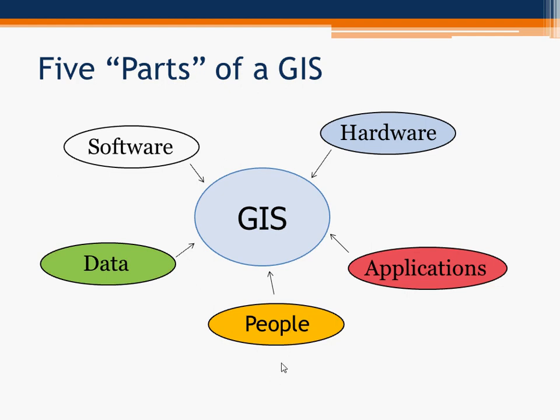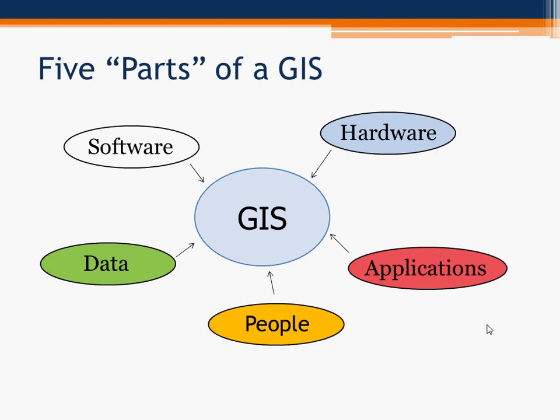And of course, we are going to use the data to do some sort of analysis, and that brings us all the way over here to this important part: the applications. What is the application? What are you doing? Are you doing environmental science? Are you doing public safety? Are you trying to deploy your data to the web so that the public can consume it and make decisions? There is a reason for using GIS. There's an application for using GIS.